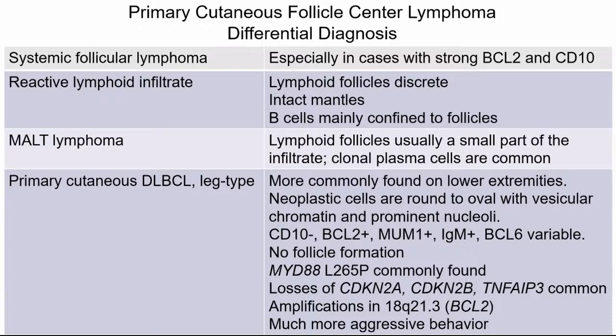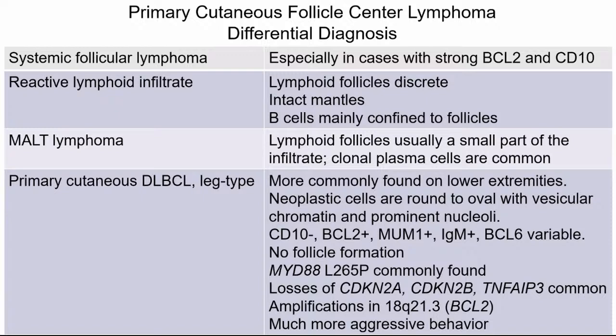Primary cutaneous diffuse large B-cell lymphoma of leg type is more commonly found on the lower extremities, in contrast to the distribution on the scalp and the forehead that is typical of follicle-centered lymphoma. So the neoplastic cells are round to oval with vesicular chromatin and prominent nucleoli. They don't have that irregular, elongate, or lobated nuclear appearance that you see with follicle-centered lymphoma.